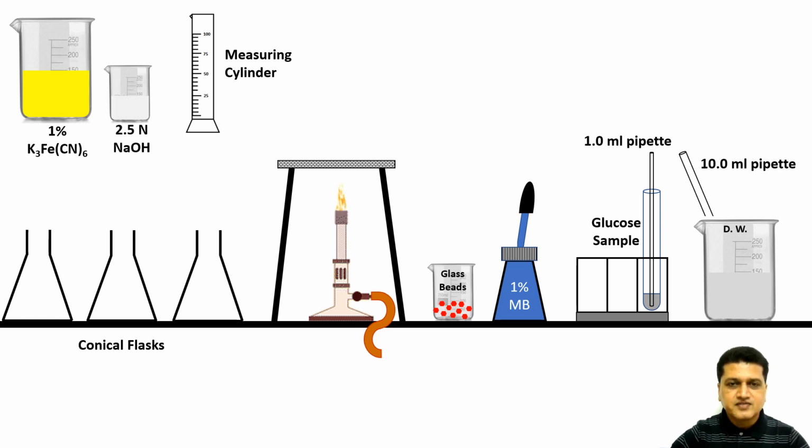The requirements for this experiment are 1% aqueous solution of potassium ferricyanide, 2.5 normal sodium hydroxide, measuring cylinder, 300 ml conical flask, tripod stand and a wire gauze, Bunsen burner, few glass beads, 1% methylene blue solution, 1 ml and 10 ml glass pipettes, glucose sample solution and distilled water.